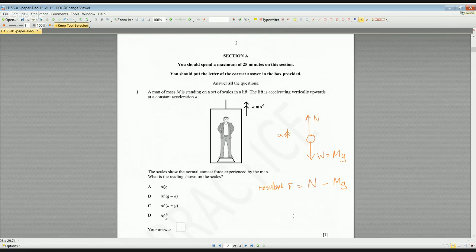capital Mg. Now we want to find what that normal contact force is because that's what the scales will show. So we can rearrange here to get N equals F plus Mg. And we know that F equals ma. That's one of our most important equations, Newton's second law. So we can replace F here with capital M, because that's the man's mass, a, plus Mg. And if we factorize that, we'll get capital M in brackets a plus g, which is answer C.